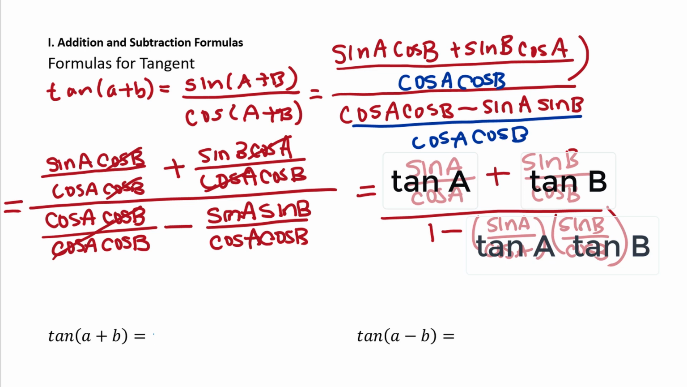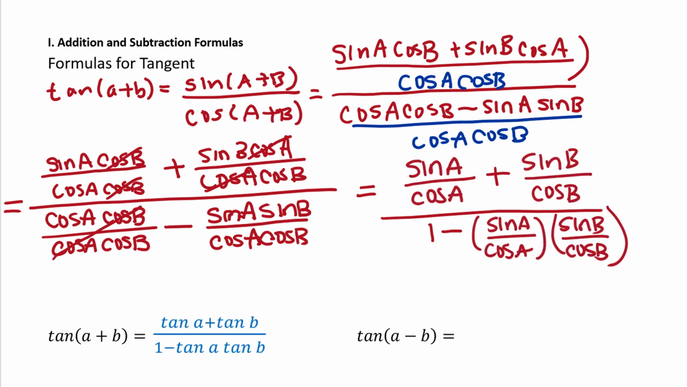Tan of A plus B is equal to tan A plus tan B divided by 1 minus tan A times tan B. And then for the tangent of A minus B, in the numerator, it'll be tan A minus tan B divided by the quantity of 1 plus tan A times tan B.